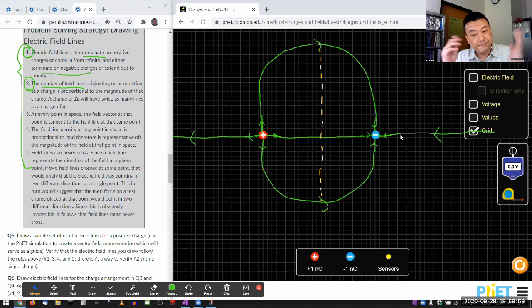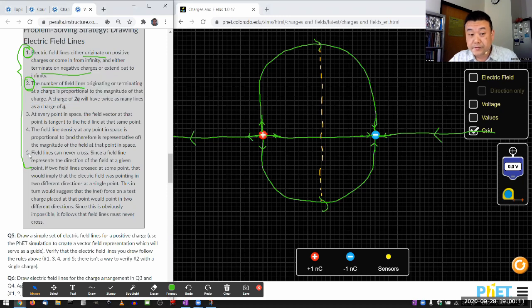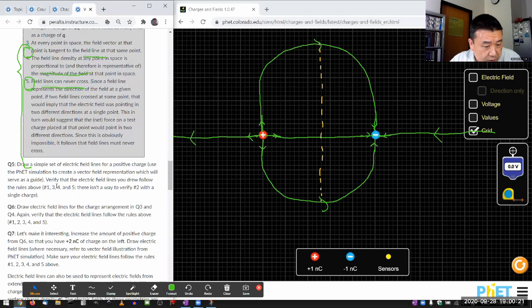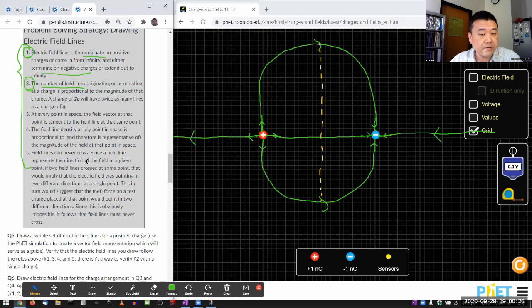Now, here's the interesting thing, where some of these rules help: the number of field lines is proportional, and the field lines can never cross. So let me do what's represented in question 7. I think that was where I did 2q instead of, double the charge on the left. So let me do that.